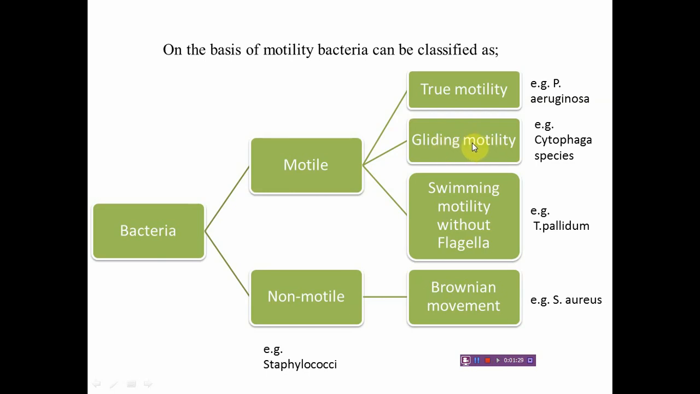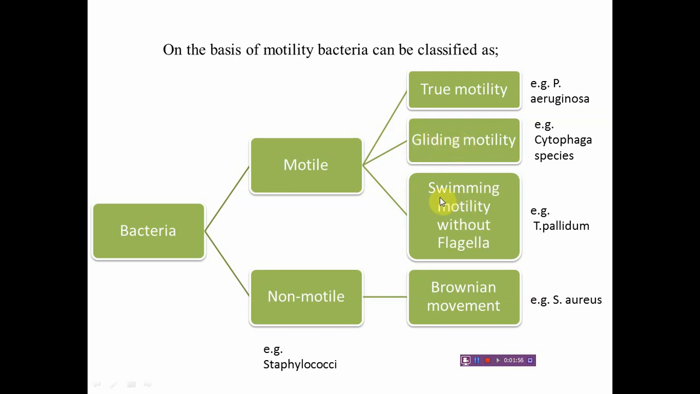Sometimes the cells have the ability to move, but they can simply crawl on moist solid surfaces. The cells which belong to Cytophaga species are the classical examples of gliding motility of bacterial cells. The cells can only show signs of motility when they are present on moist solid surfaces.